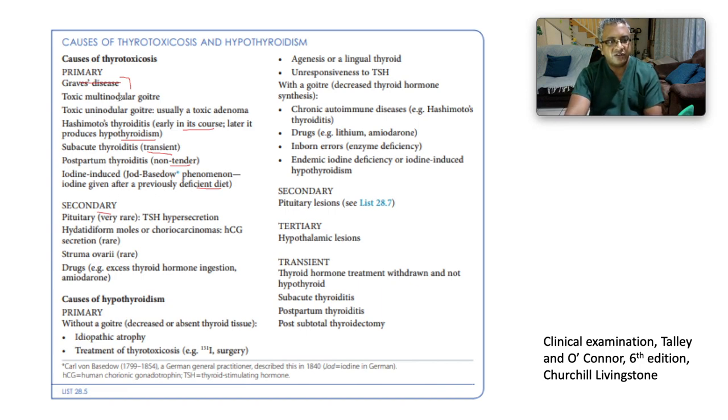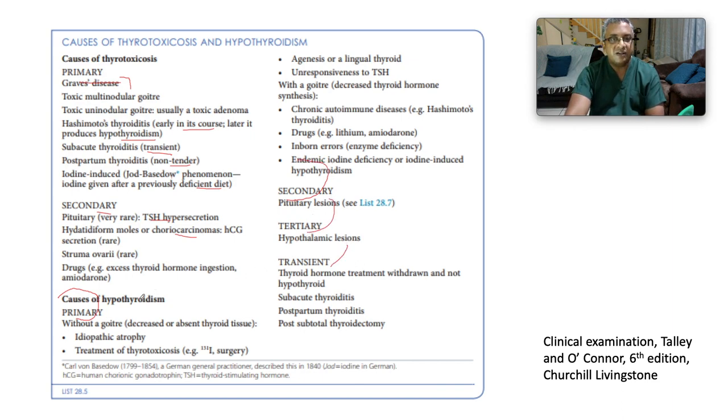Secondary causes of thyrotoxicosis have to do with something with the pituitary. So it's TSH that's the problem, not T4 or T3, it's TSH. So pituitary causes are very rare with this TSH hypersecretion. Hydatidiform mole or choriocarcinoma, HCG secretion, very rare. Struma ovarii, very rare. Drugs like excessive thyroid hormone injection or amiodarone. Causes of hypothyroidism as well can be primary, can be secondary, can be tertiary, can be transient.